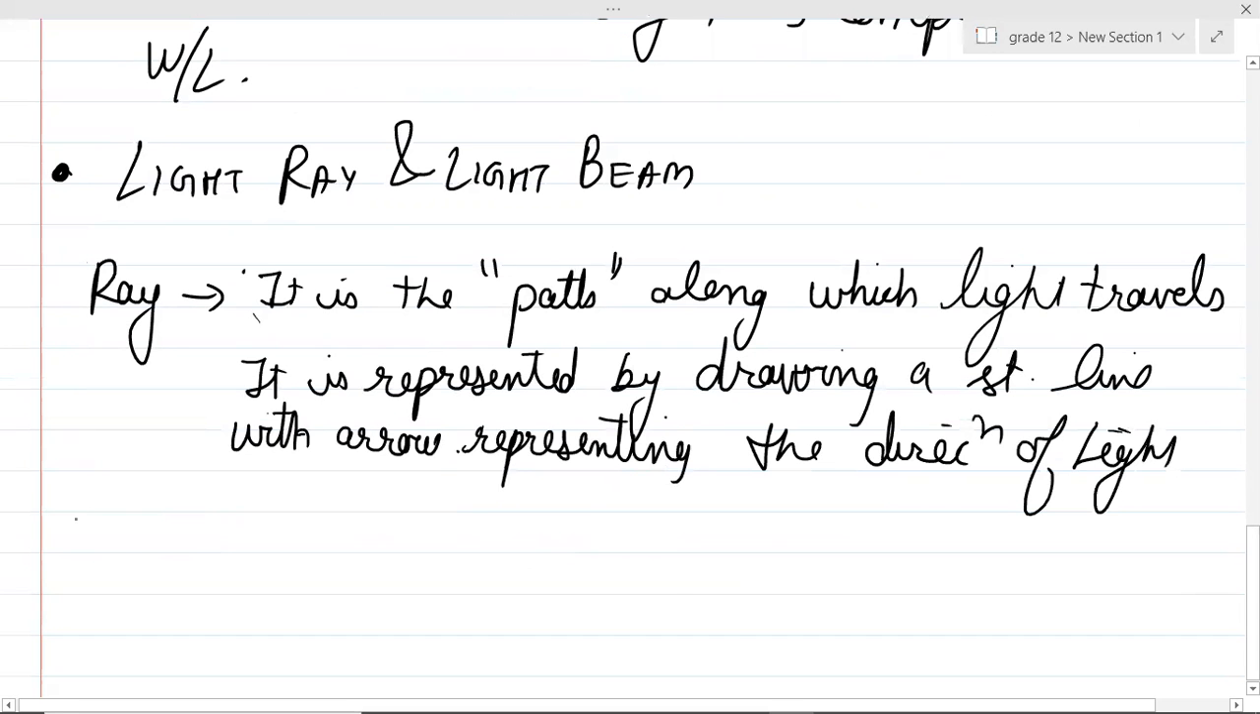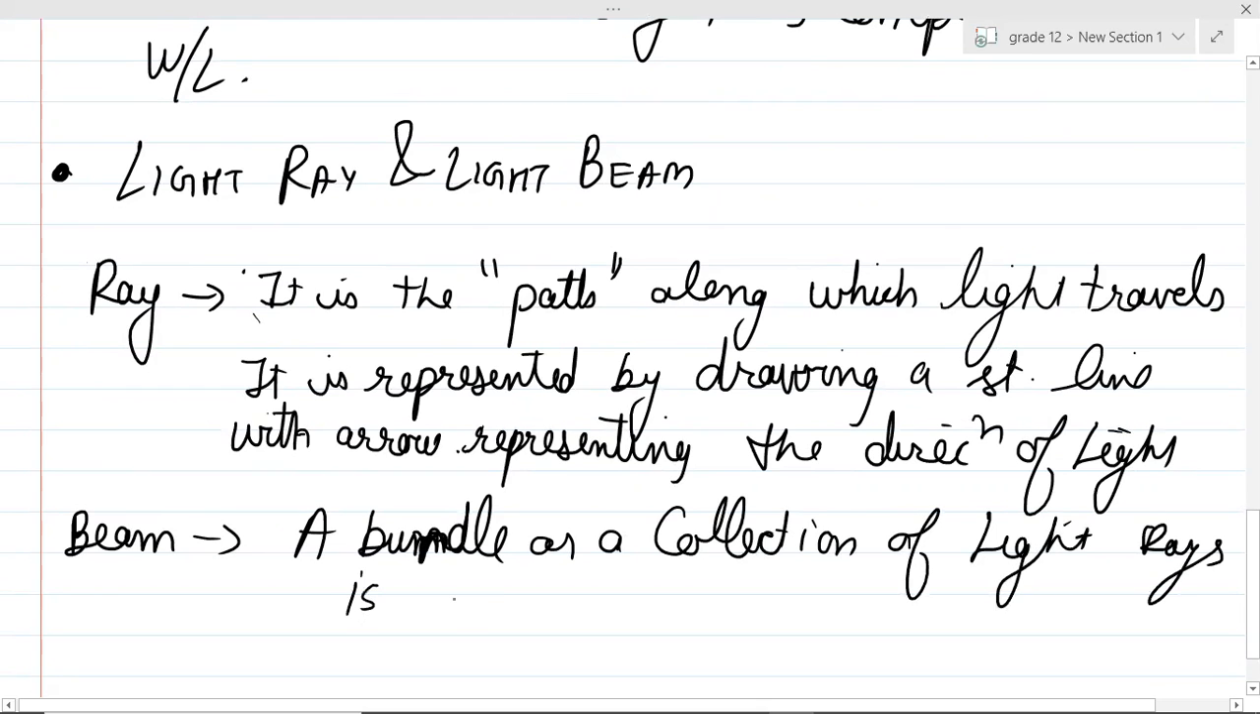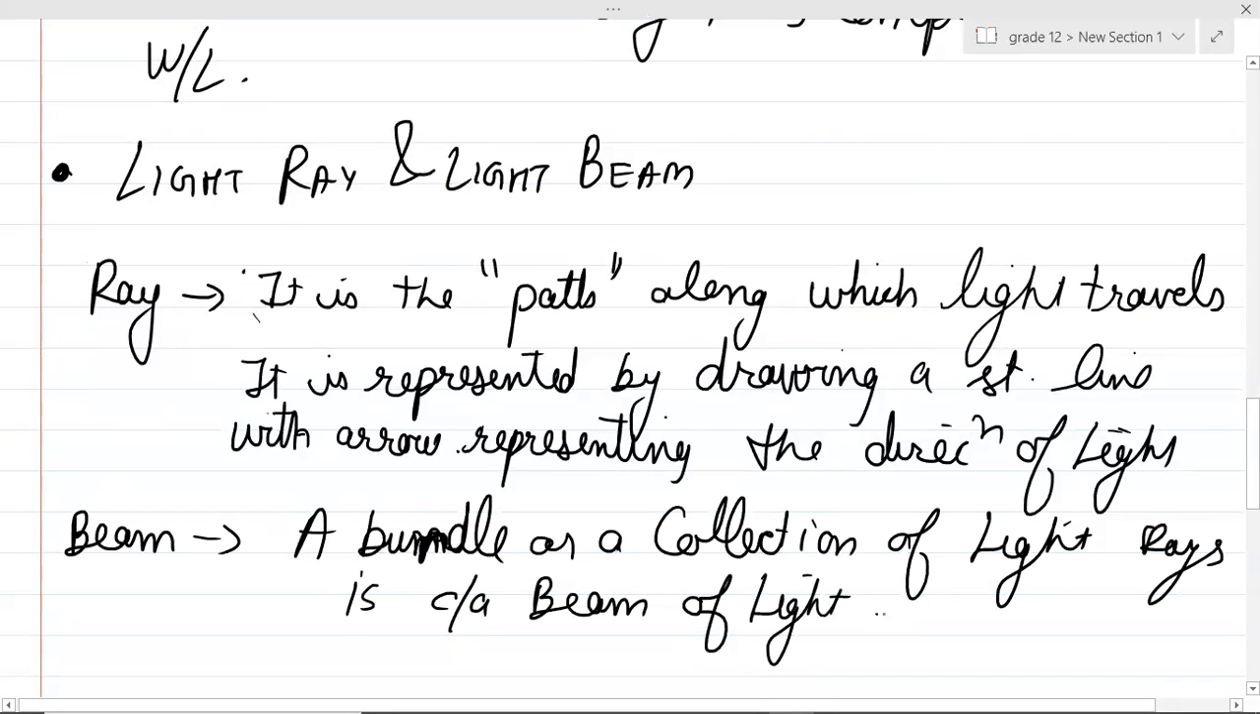Now, similarly, what is a beam? Beam is basically a bundle or a collection of light rays, is called a beam of light. Okay?